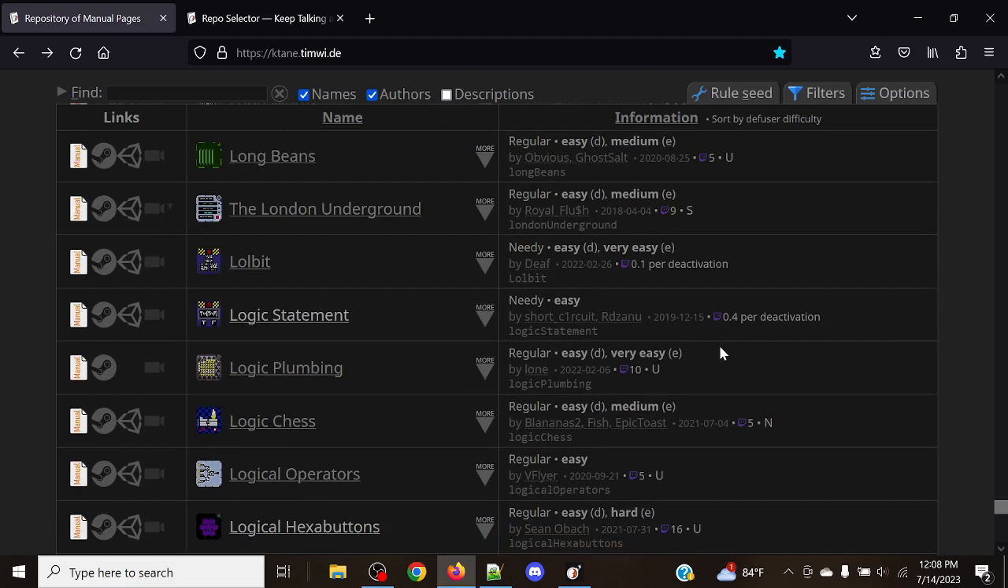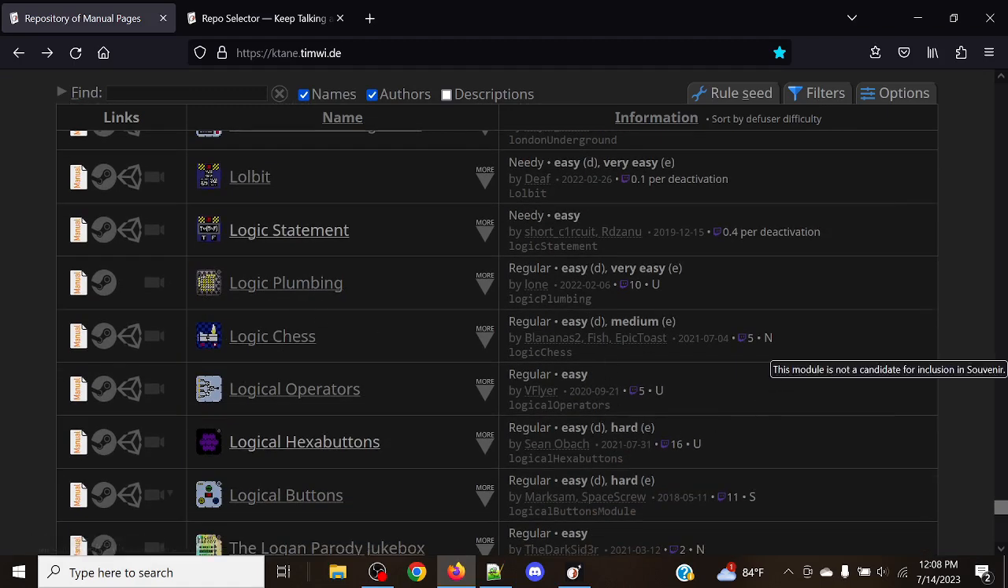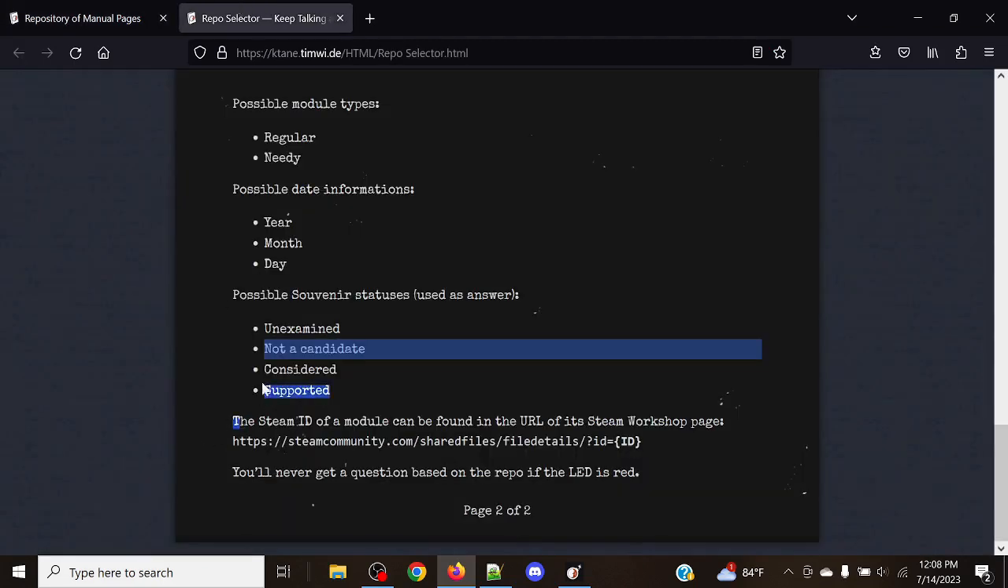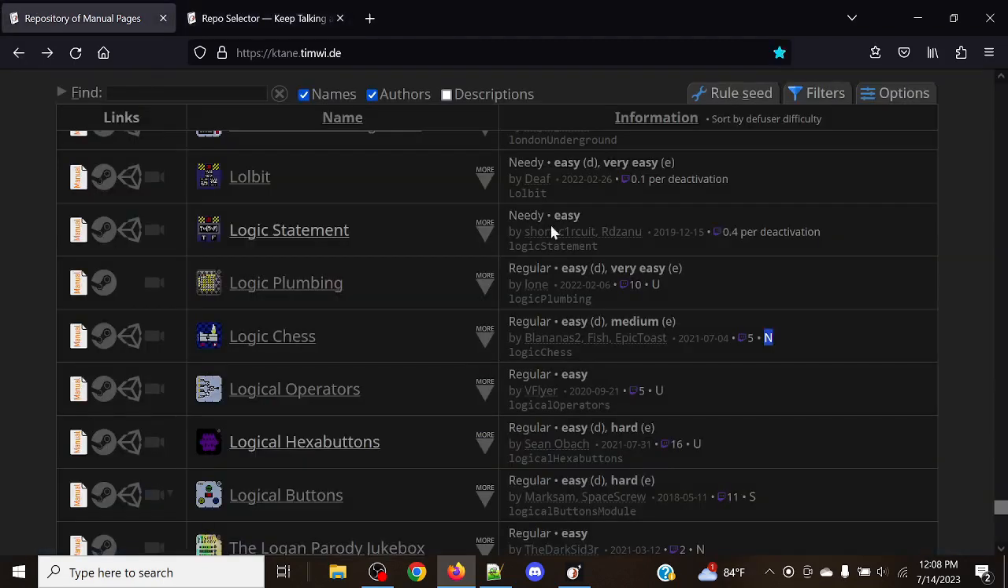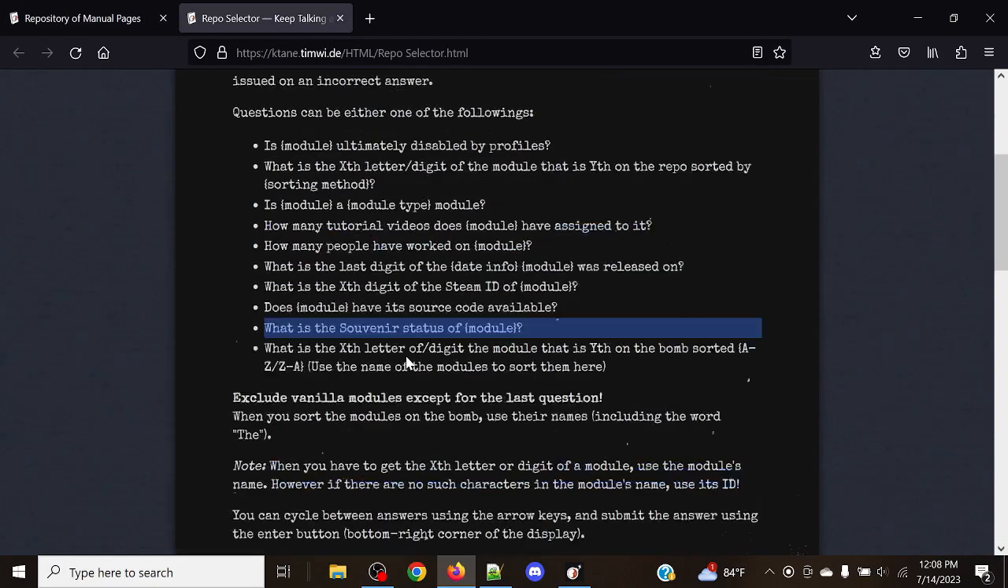Some of these are never going to have Souvenir support because they're either needies or bosses, for example. And N, being not a candidate for Souvenir, is N. So it's basically the first letter of each of these. Very straightforward to see that. I would advise that you have the Souvenir support up.